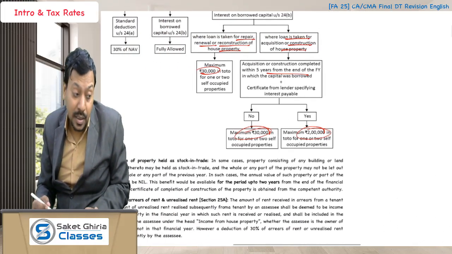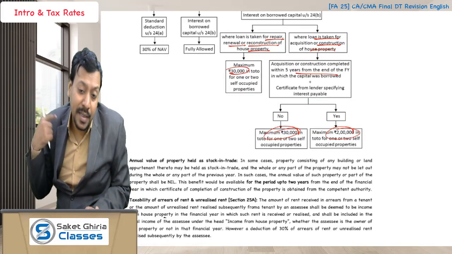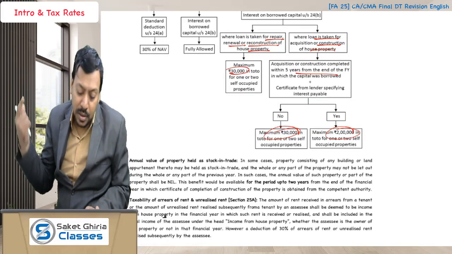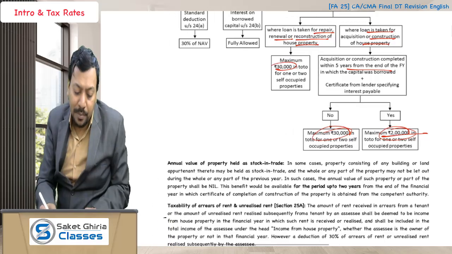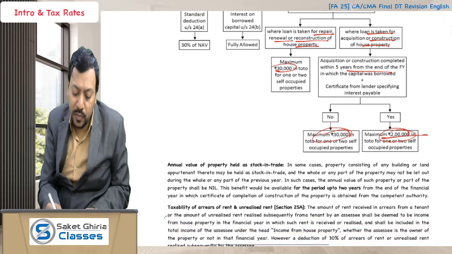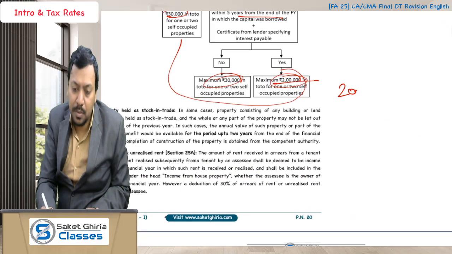Sir, what if I have taken a loan for repair and reconstruction and a loan for purchase? Then will I get the deduction of 2 lakh plus 30,000? The answer is no. You will get the cumulative deduction of maximum 2 lakh rupees.